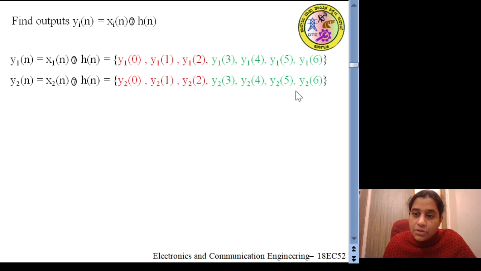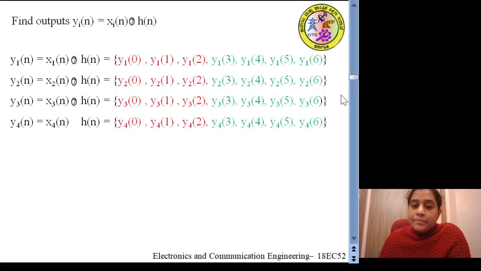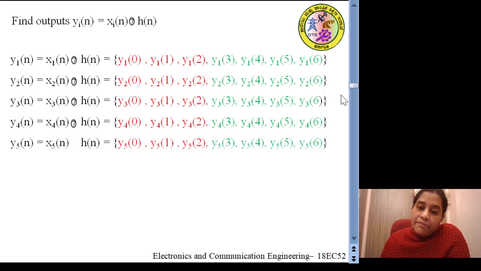And these are for the next real-time values. So similarly, y3 of n will be the 7-point circular convolution of x3 of n and h of n, which is having y3 of 0, y3 of 1 up to y3 of 6. Similarly, we obtain y4 of n by 7-point circular convolution of x4 of n with h of n. y5 of n is the 7-point circular convolution of x5 of n and h of n.